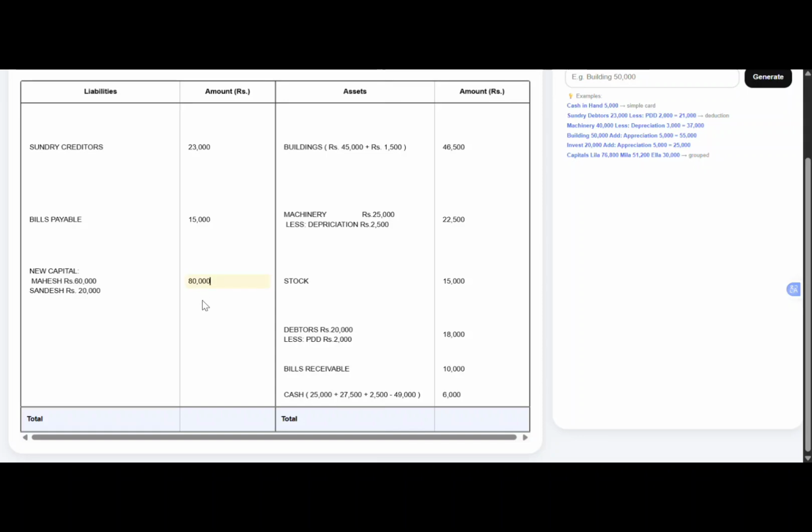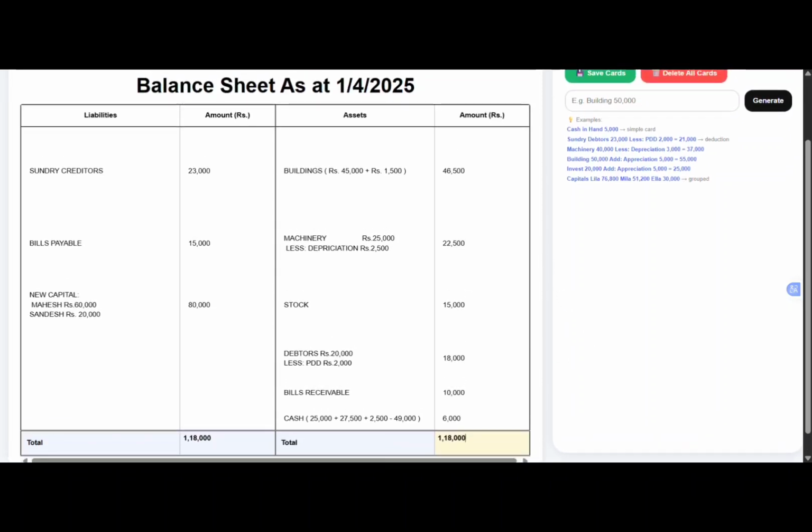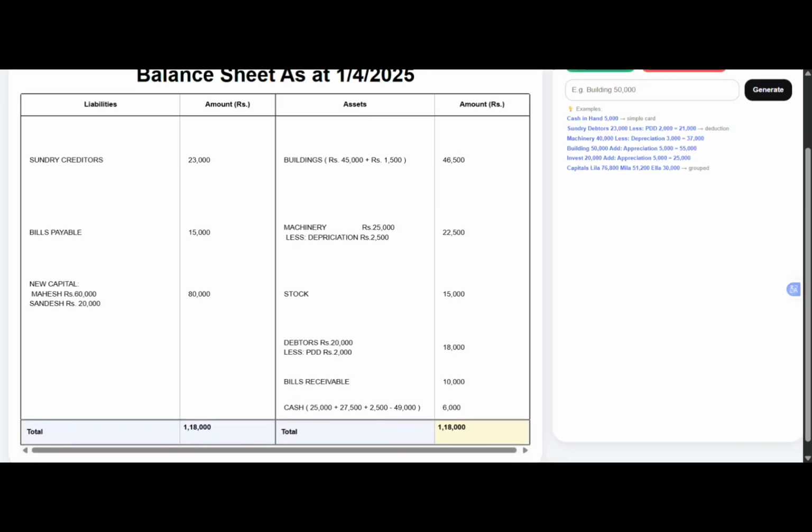So here the entries are being done in the balance sheet. So the total of the balance sheet will be 1,18,000 on both the sides. So this is the total of the balance sheet. So this is how the capital adjustment is to be made in the partners' capital account and in the balance sheet. Hope this is clear, students. So with this, we are completing the retirement of a partner. Thank you.